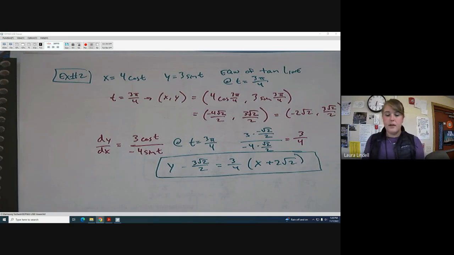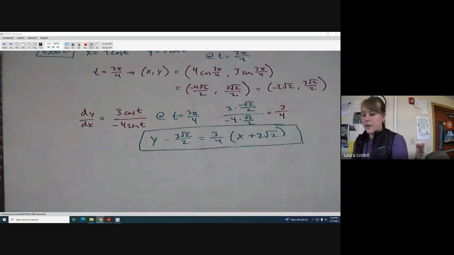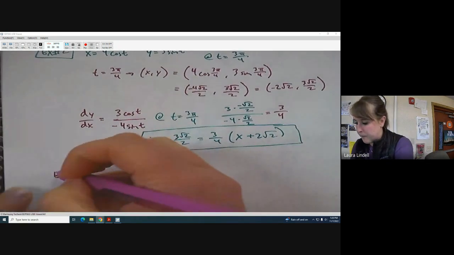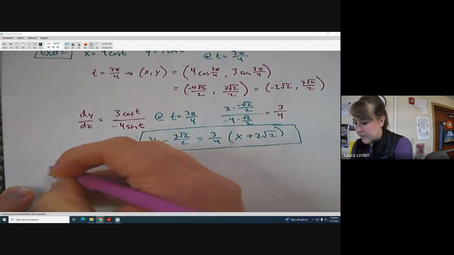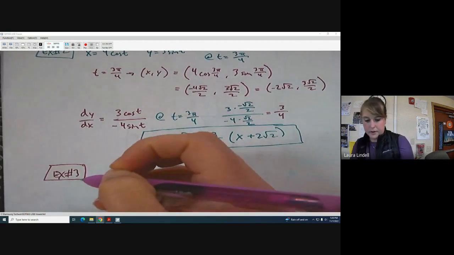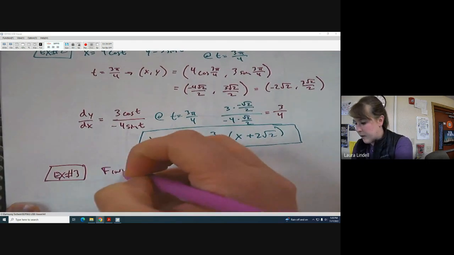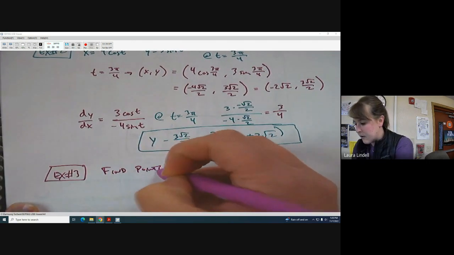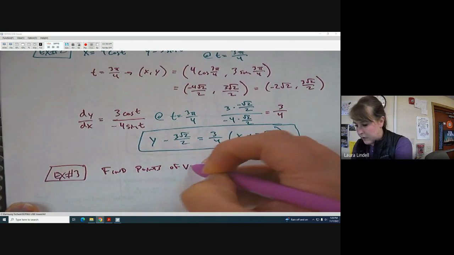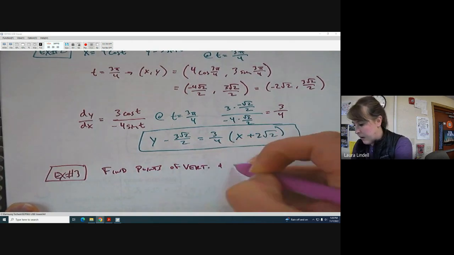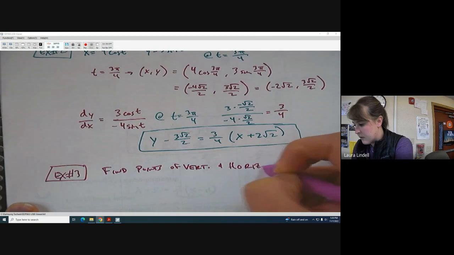So just keep in mind that that's a format that you could see it in. Okay, so that's the second kind of question you might be asked. The third kind of question you might be asked is for points of vertical and horizontal tangency. So let's take a look at that. Last example for today, I think. Okay, find points of vertical and horizontal tangency.